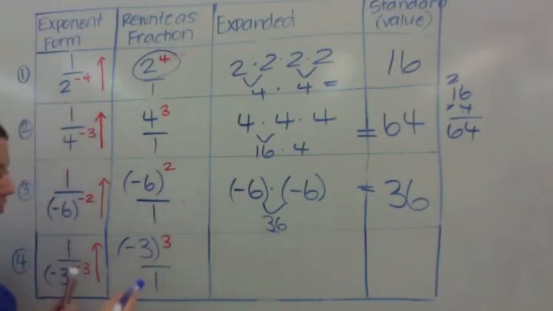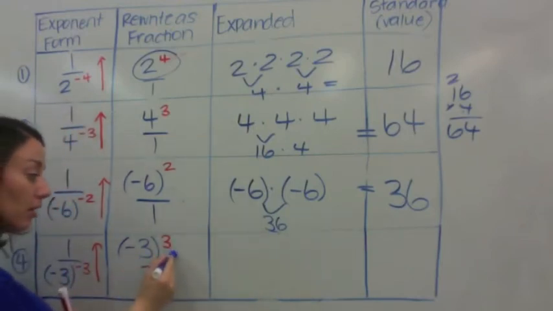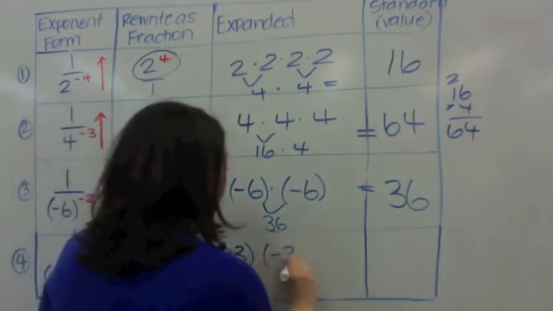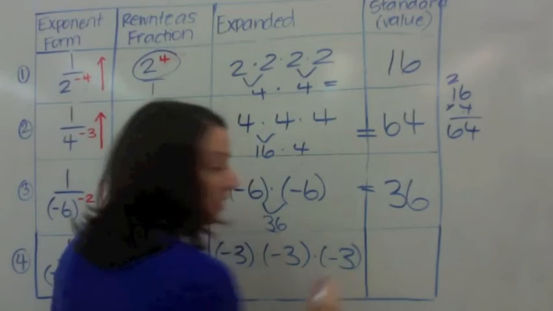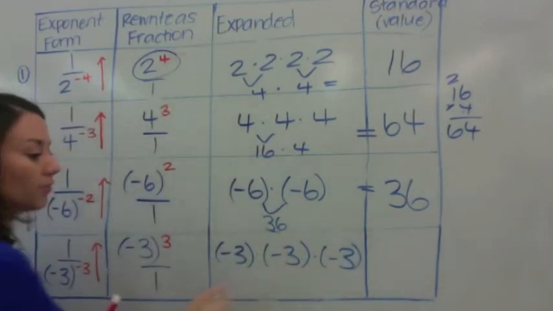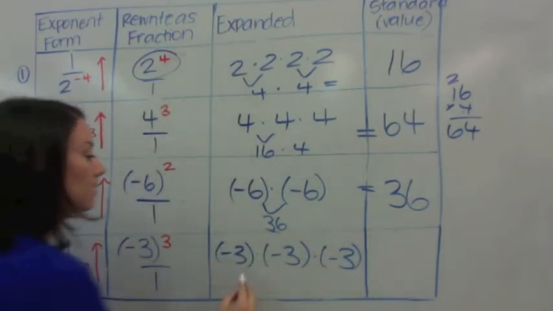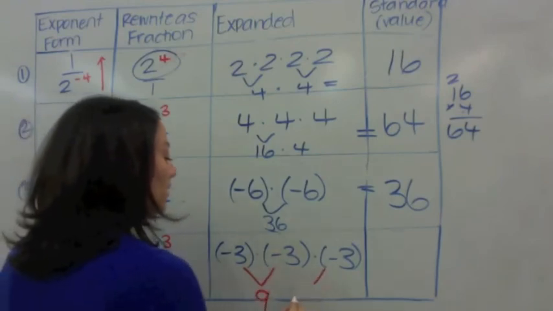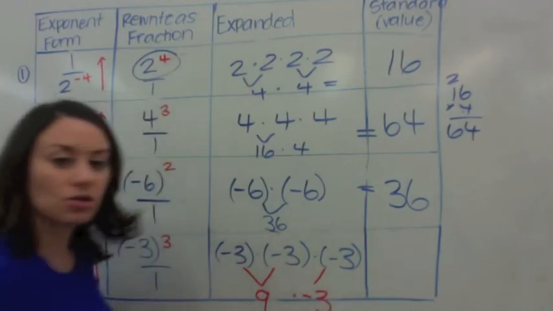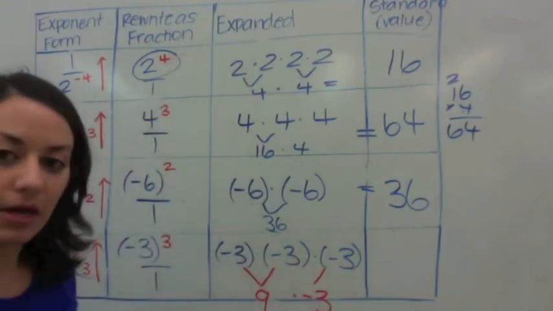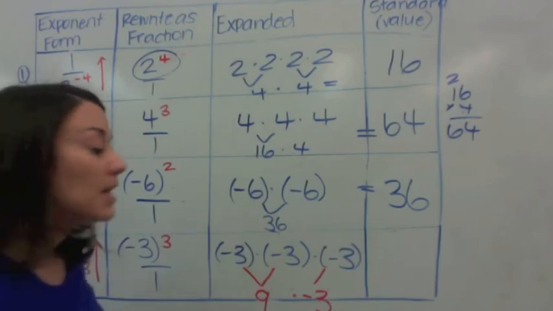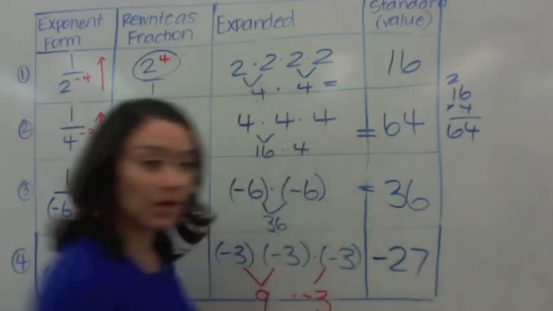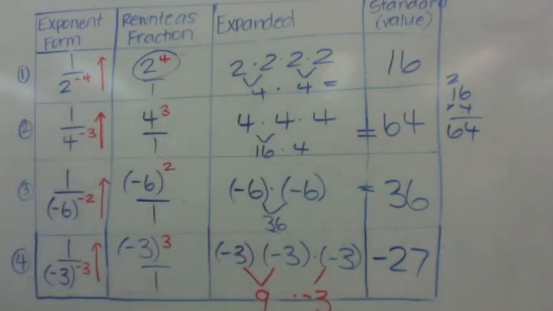So this means negative 3 times itself 3 times. So we have negative 3 times a negative 3 times a negative 3. Very nice. So what is negative 3 times negative 3? Positive 9. Then we're going to multiply this again by a negative 3. So what is 9 times a negative 3? It's negative 27. Very good. Make sure you get this down.